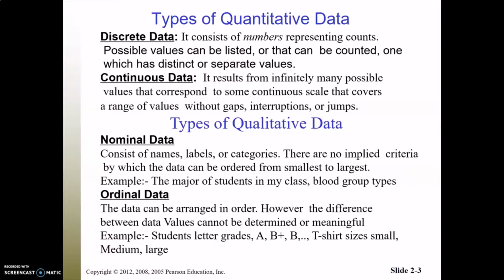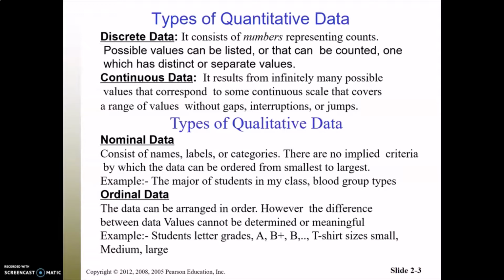Then we have ordinal data. Ordinal data is categorical or qualitative data which consists of names or labels, but you can define a certain order among the data values. You can define a certain arrangement among the values.